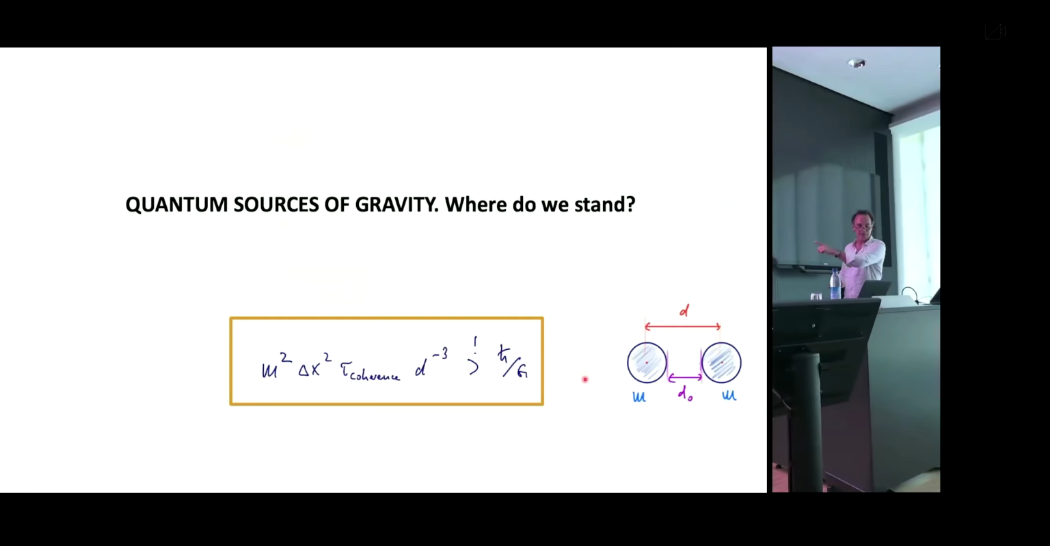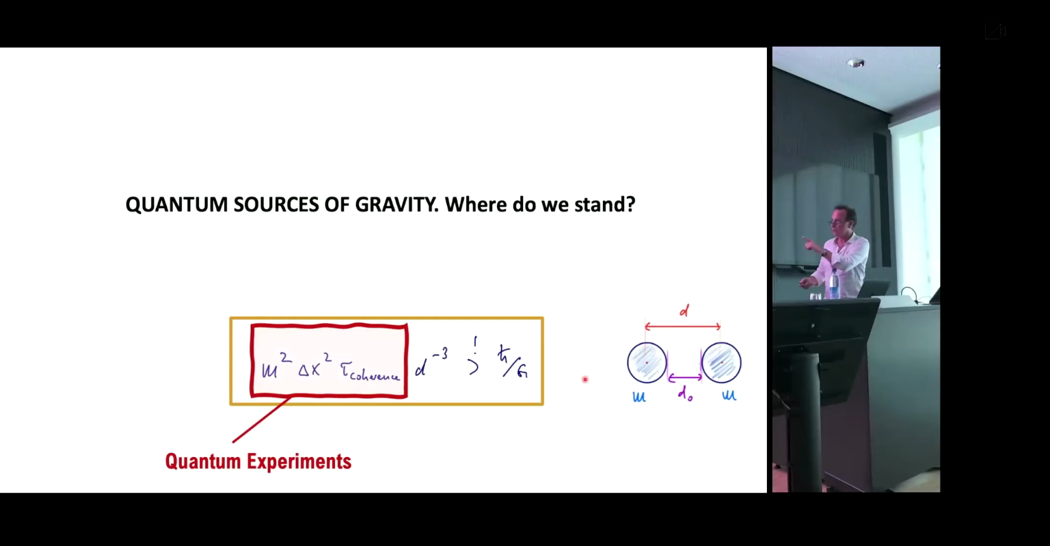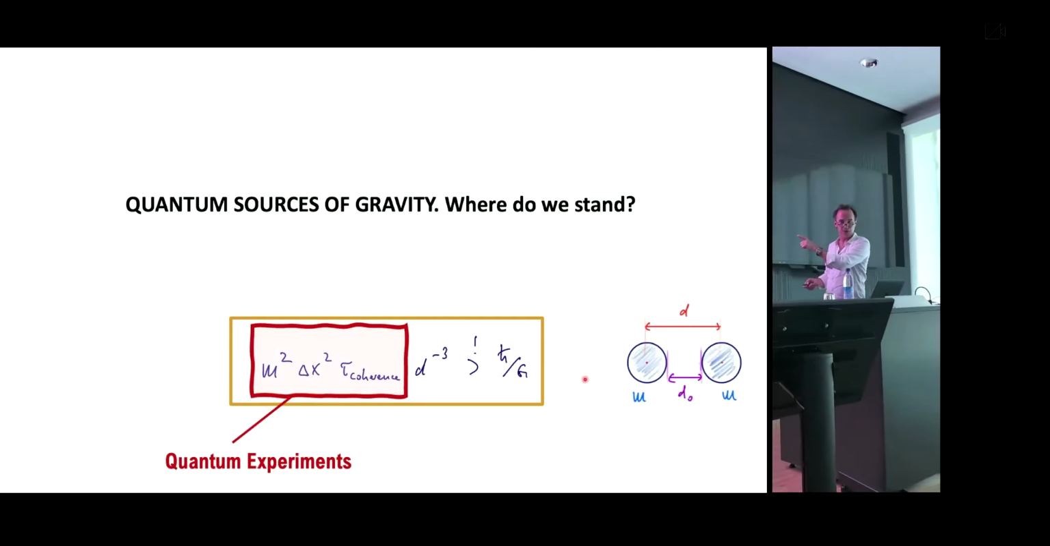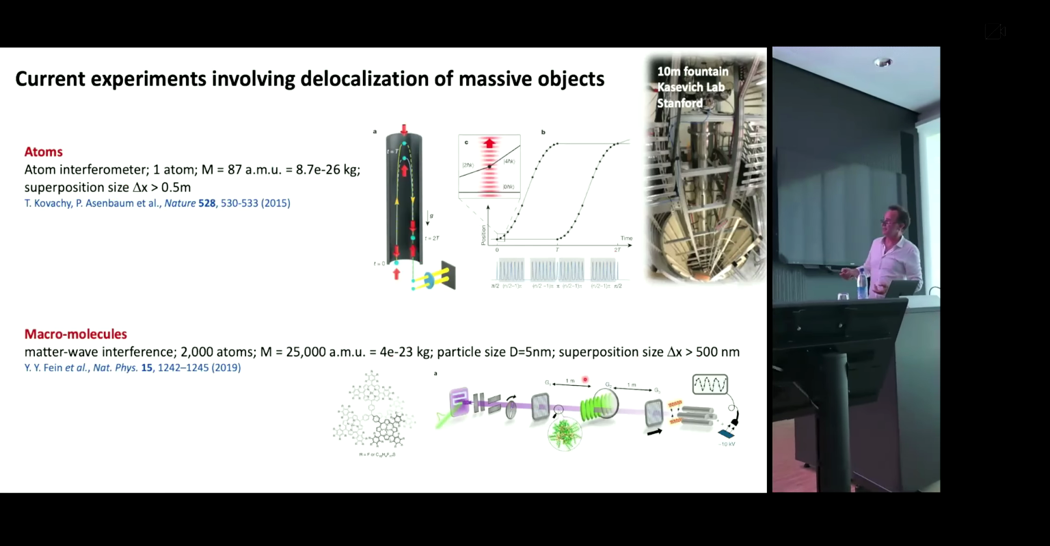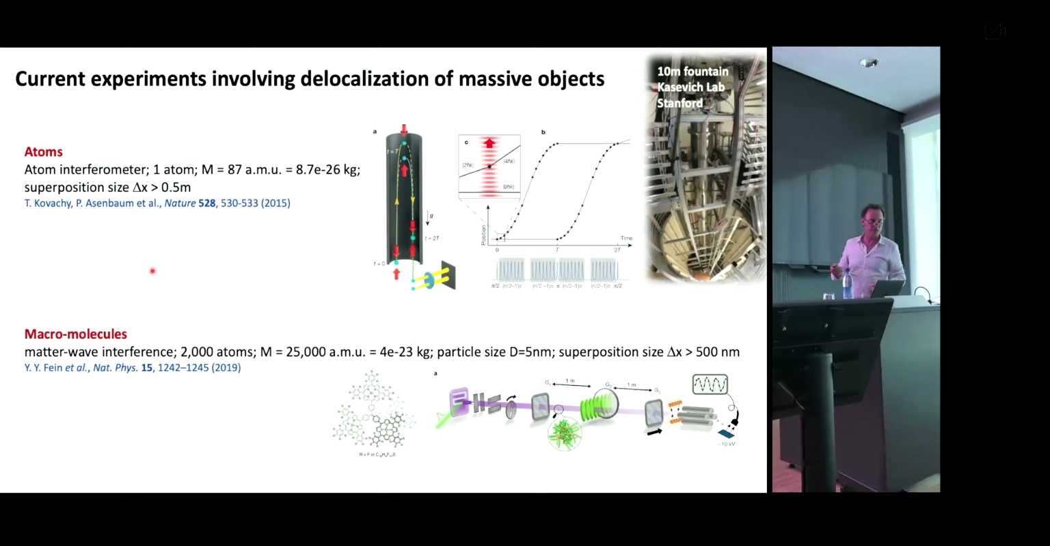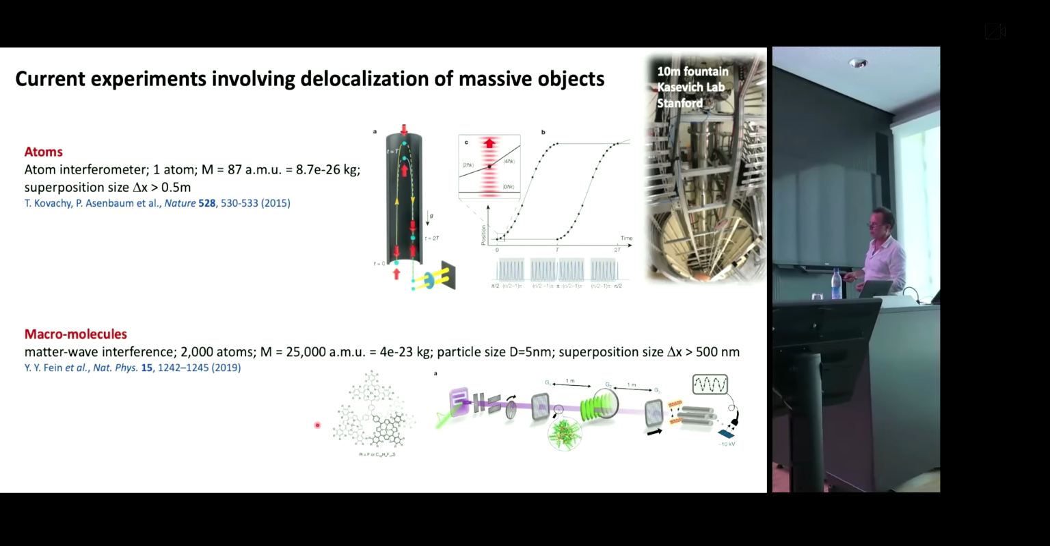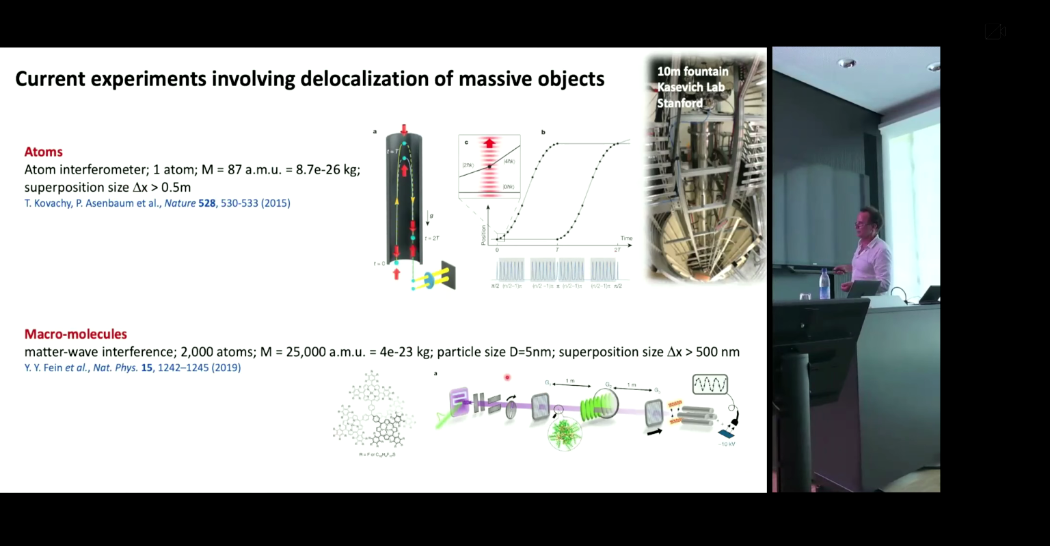So let me come back now. This was the question: where do we stand with respect to this product? Atoms and macromolecules are something you have all seen and heard of. This is Markus Arndt's... rather, this is the half-meter superposition of a single atom, and then Markus Arndt's experiments in Vienna with macromolecules of 2000 atoms in superpositions on the order of 500 nanometers in the grating.